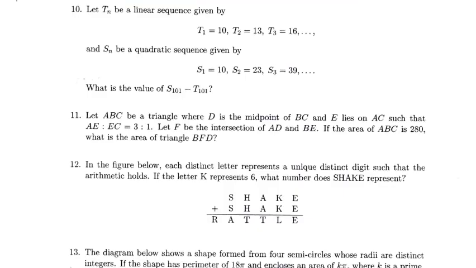SMO 2020 Junior Section First Round, problem number 10. Let Tn be a linear sequence given by T1 is 10, T2 is 13, T3 is 16, and Sn be a quadratic sequence given by S1 is 10, S2 is 23, S3 is 39, and so on. What's the value of S101 minus T101?